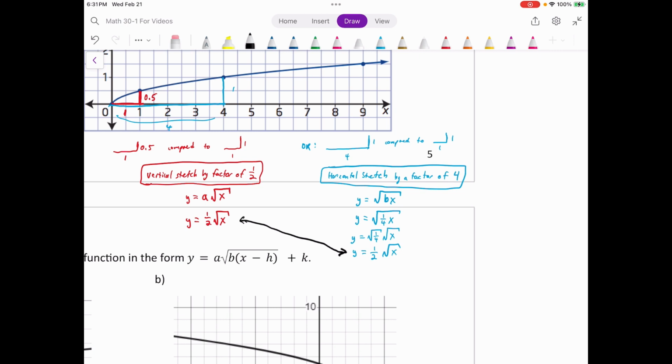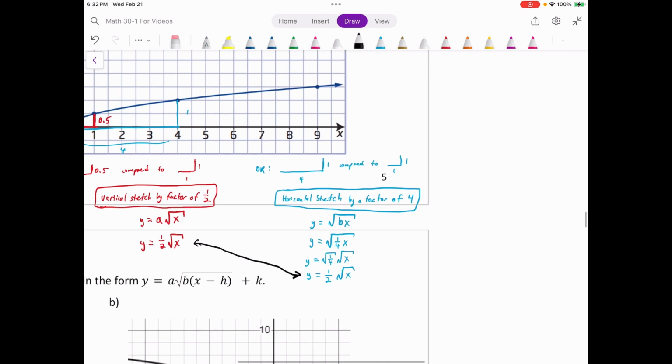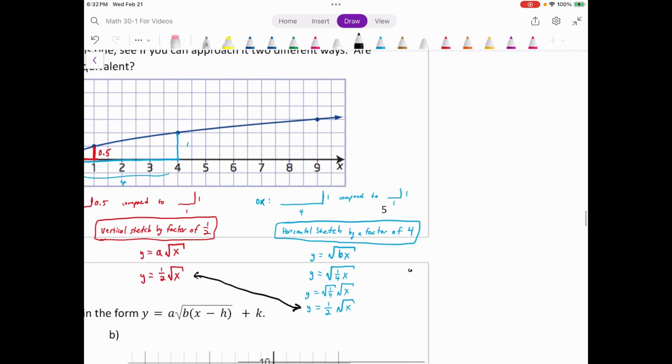They end up being equivalent in terms of the equation of our function. So vertically stretching root x by a factor of 1/2 produces the exact same graph as horizontally stretching it by a factor of 4. And we can prove that by showing that it results in equivalent equations. Okay, so yes, they are equivalent. It asked, are they equivalent? Yes, they're equivalent. The vertical stretch by a factor of 1/2 is doing the same thing to the graph overall as a horizontal stretch by a factor of 4.